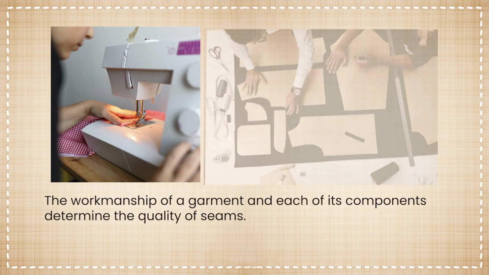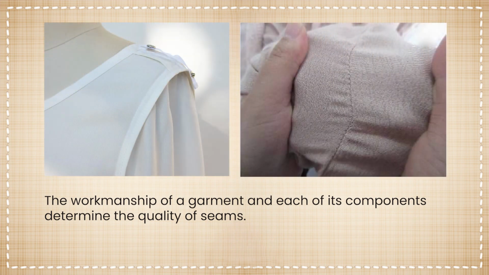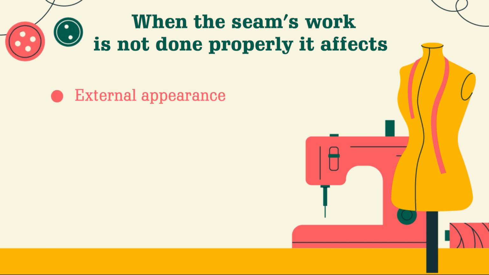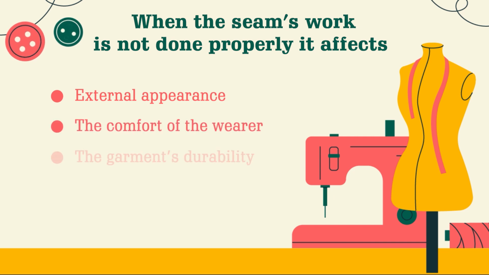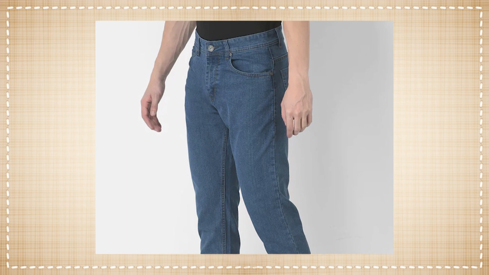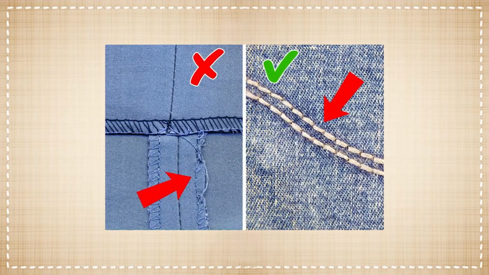The workmanship of a garment and each of its components determine the quality of seams. When the seam work is not done properly, it would affect both the external appearance, the comfort of the wearer, and also the garment's durability. Sometimes a garment may look very attractive and appealing, but its quality can be poor. And the problems can be in the seams, which are not visible from the outside.